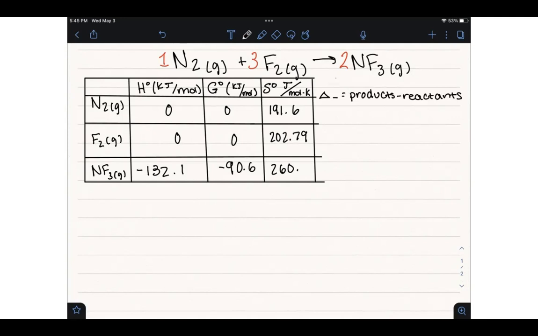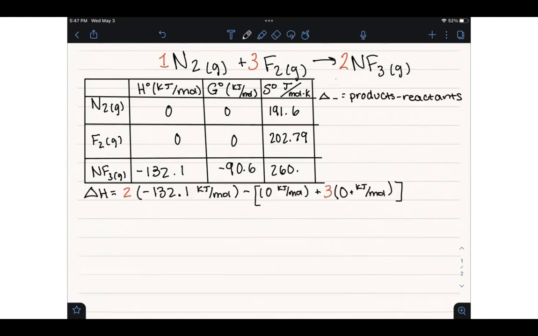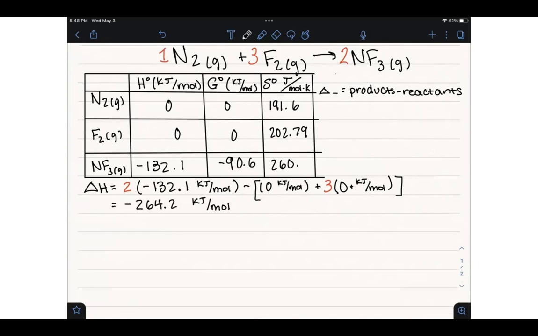So the first thing that we're going to do is delta H. I have it all written out ahead of time, but basically you see we have 2 moles because of the product NF3, there are 2 moles of it. So 2 moles times negative 132.1 kilojoules per mole, which is that NF3 H value, and then minus the reactants, which is 1 mole times 0 kilojoules per mole and 3 moles times 0 kilojoules per mole. And that just all adds up to negative 264.2 kilojoules per mole.